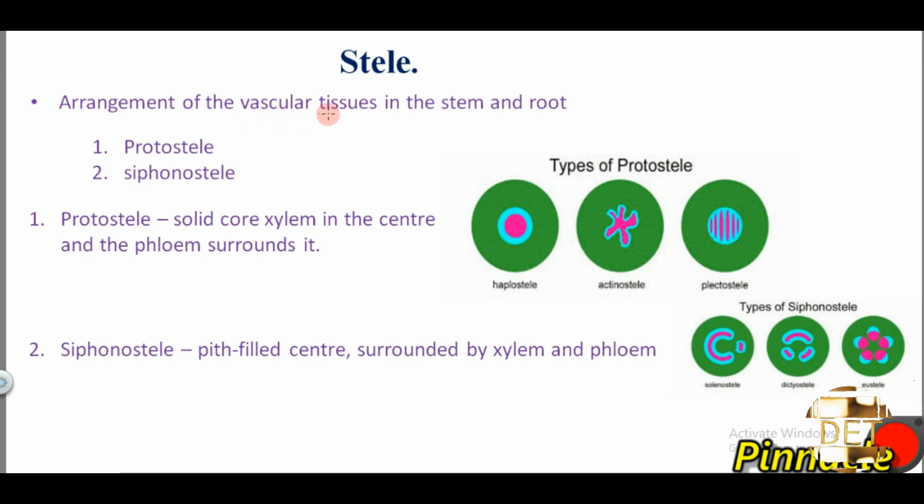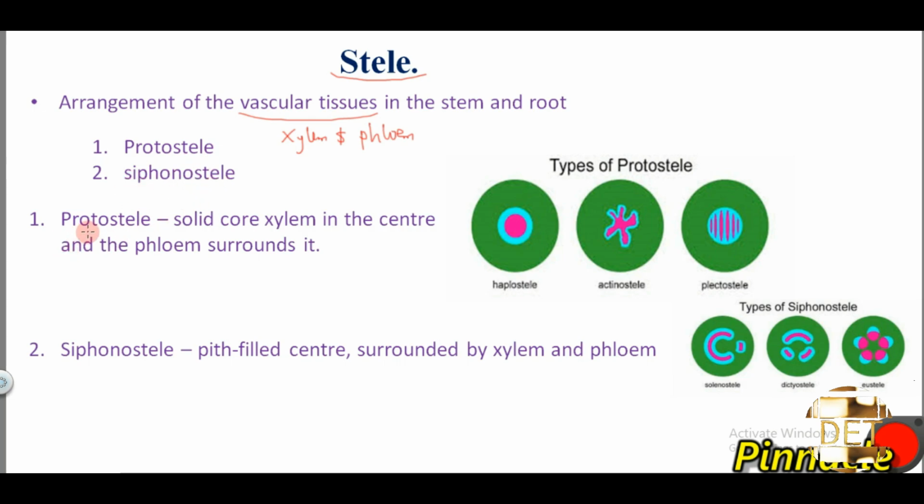A stele is the arrangement of the vascular tissues in the stem and root of the plant. The vascular tissues are basically xylem and phloem. How this xylem and phloem is arranged in the stem and root is what a stele is all about. And we have two types of stele: the protostele and the siphonostele.